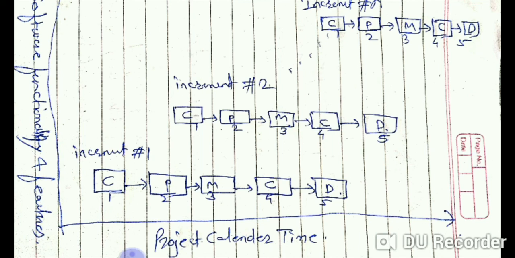Then in the second increment, if some requirements required by the client or some of the objectives are not achieved, then we will go for the second increment. In the second iteration, all 5 stages we have to handle once again in sequence, and check whether the objective is achieved and whether all functions are correct or not. This process will go up to n times.